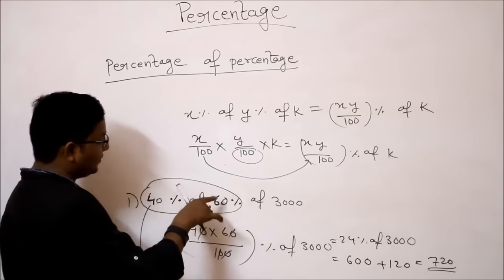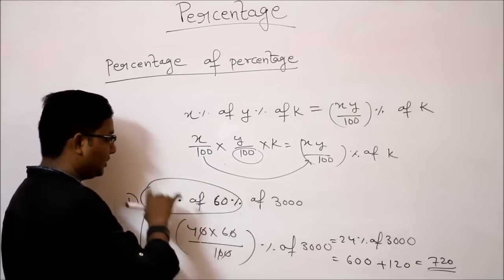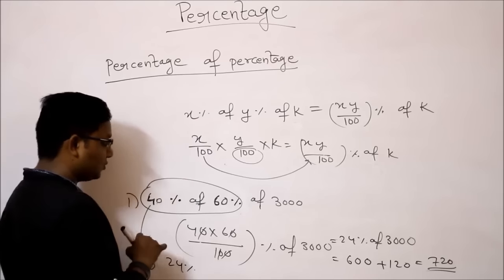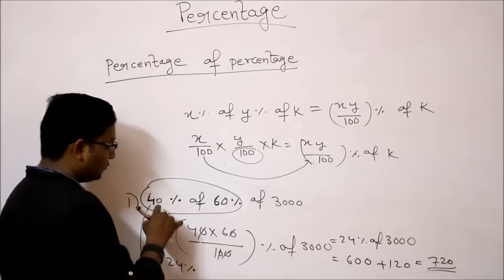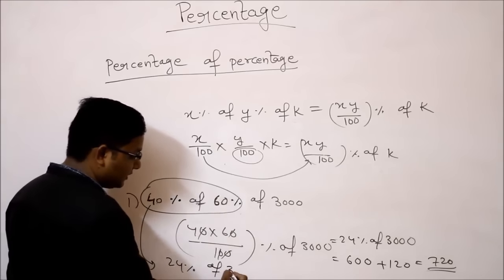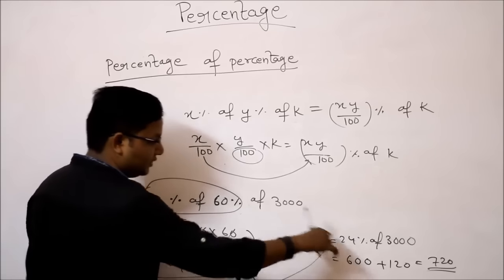So 40% of 60% means 10% is 6. So 40% will be 6 into 4, that is 24%. So in this way also you can find out. So 40% of 60%, that is 24%. So 24% of 3000. After this you can go to this step.